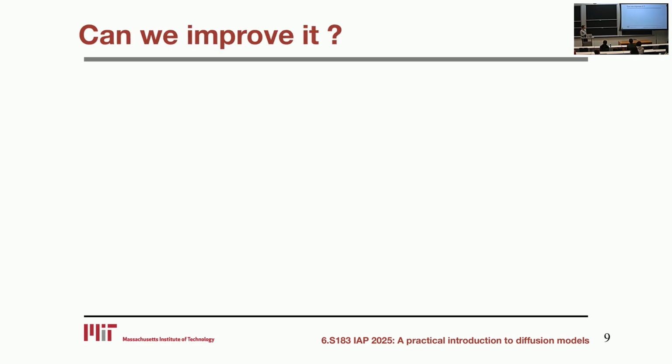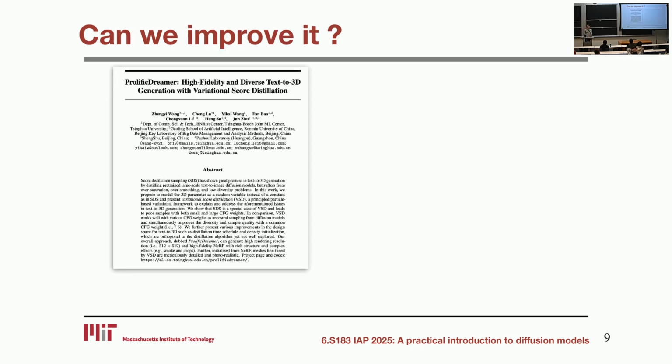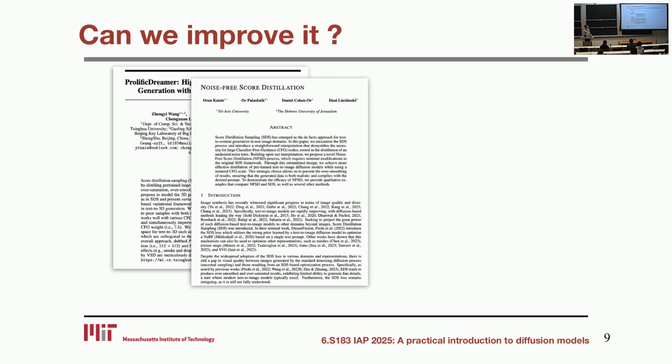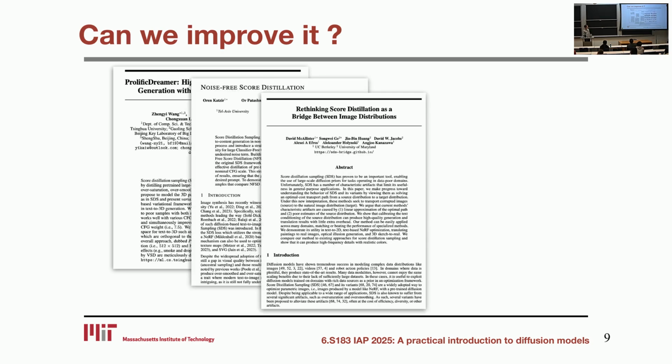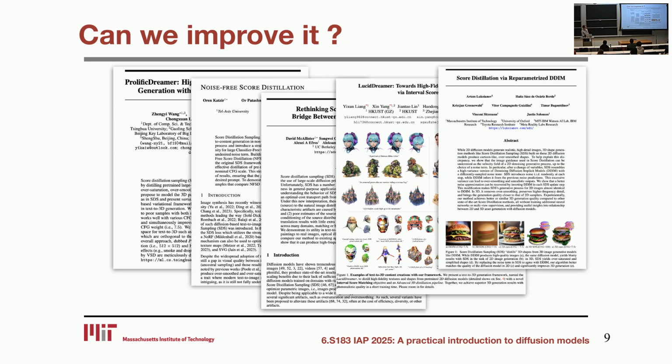There is another work. There is actually not another work. There are so many works. This thing came out 2 years ago, and since then, probably every week, there are 5 new works that try to fix this. ProlificDreamer is one of the most famous ones. We'll jump to it in a second. Noise-free score distillation, but many of them. I also tried to jump on this train.